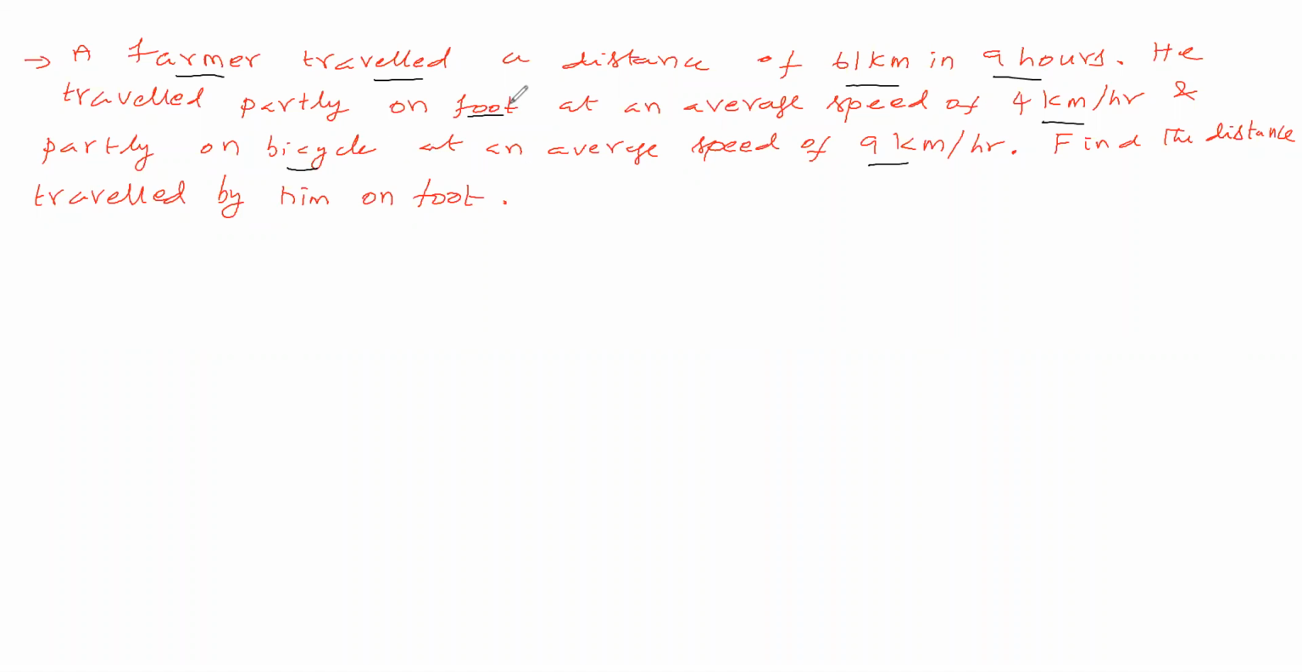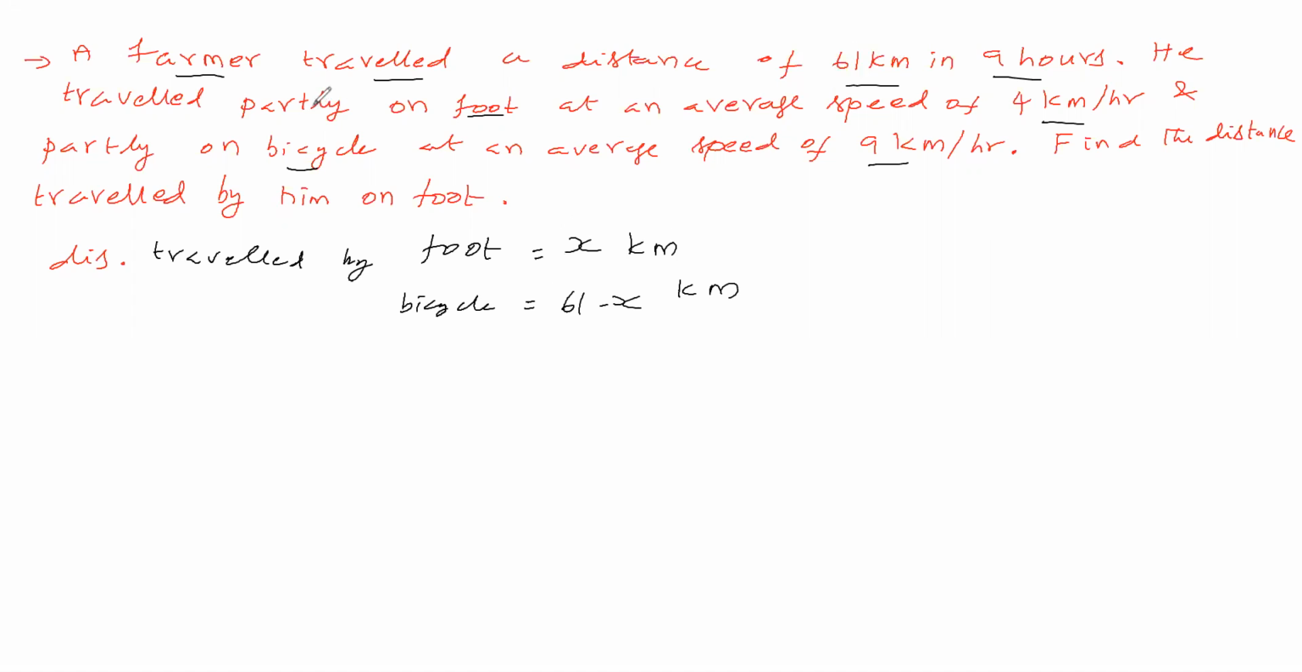Now what we have to find, that we'll see. The distance traveled on foot, we will take as x kilometer. Then by bicycle we can say 61 minus x. Why is it so? Because the total distance traveled is 61 kilometer. By foot x kilometer, so by bicycle 61 minus x kilometer.